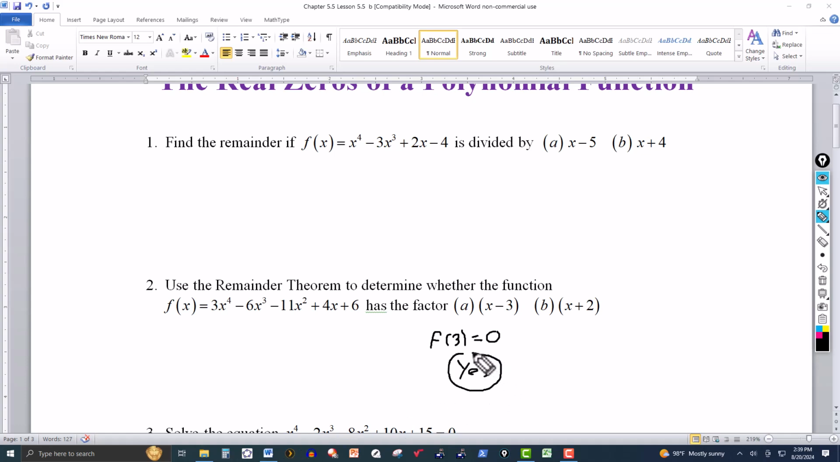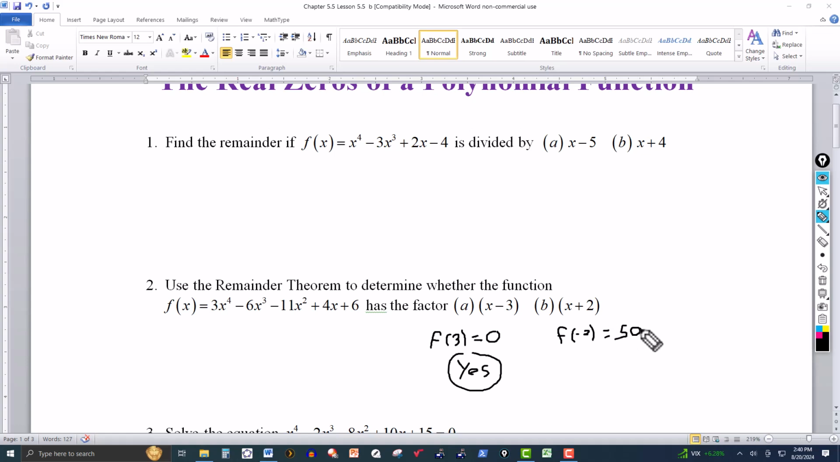Now you can do the same thing like I did in part 1. You can use synthetic division instead and then check the remainder. If the remainder is 0, it is a factor. If it's anything else, then it's not a factor. Now for this one here, part B, we find f of negative 2, and this should give us 50.